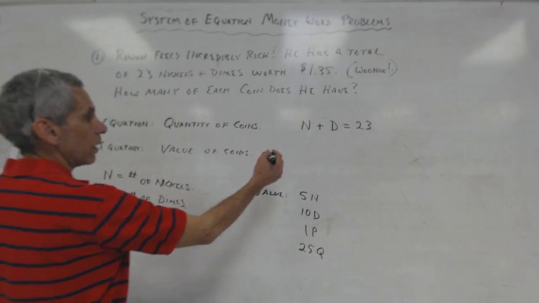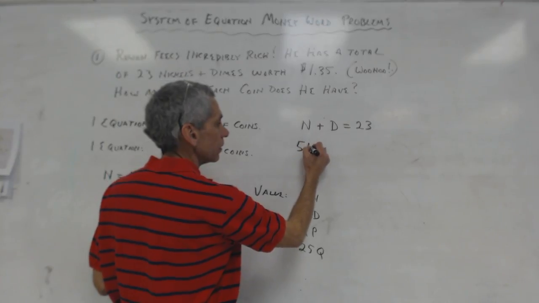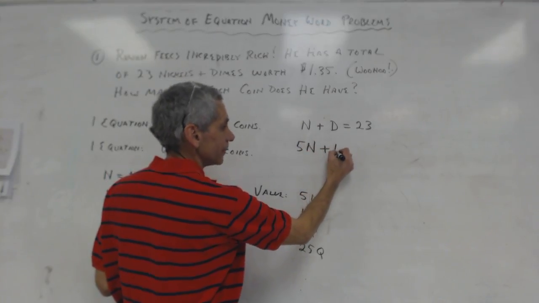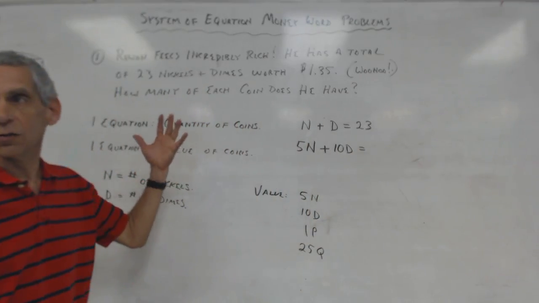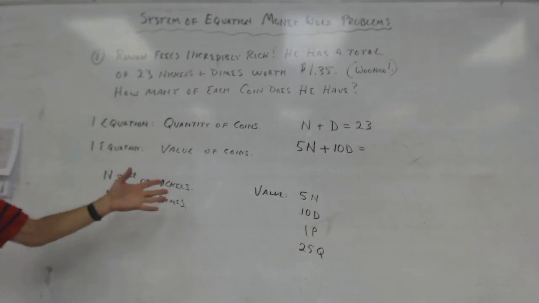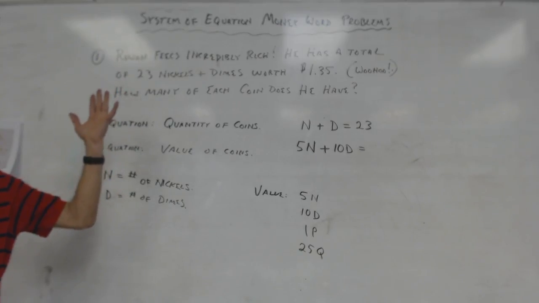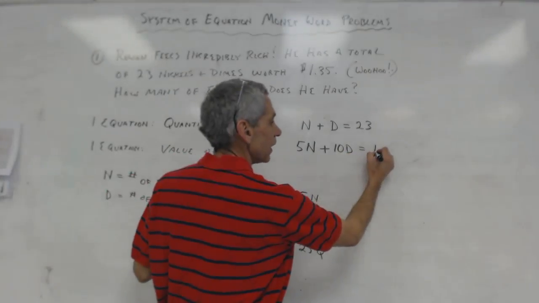Okay, so I'm going to write that. 5N plus 10D equals what? What's the value? 135. Yes, 135 cents, exactly.